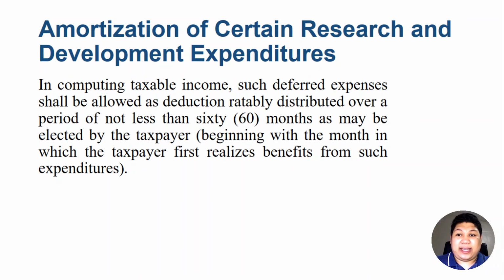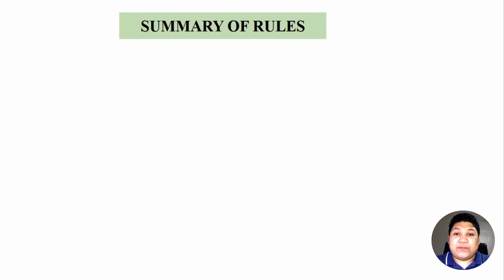In amortizing, in computing taxable income, such deferred expenses shall be allowed as deduction ratably distributed over a period of not less than 60 months, as may be elected by the taxpayer, beginning with the month in which the taxpayer first realizes benefits from such expenditures. Okay? So here is the summary of rules.